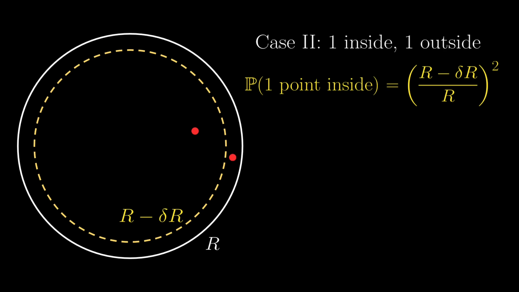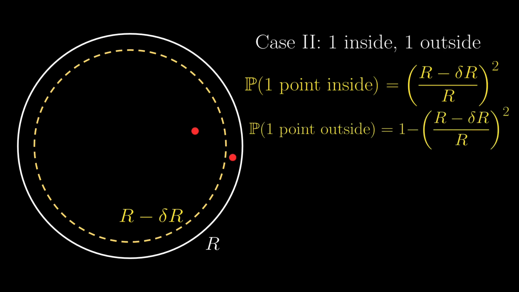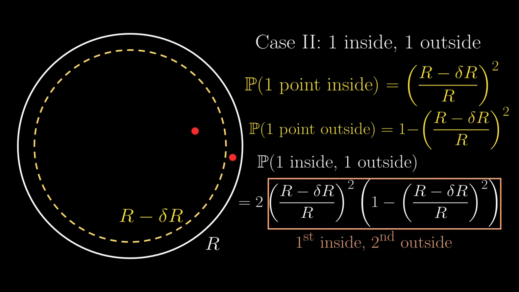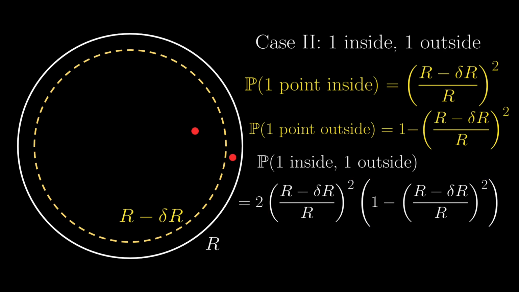Next up, we have the case where one is inside the inner disk and the other is in the outer annulus. The probability of any point being outside is simply 1 minus the probability inside, and so the probability in this case is the product of these two, and also the factor of 2 here, because this product simply calculates the probability of the first point inside and the second point outside, but we also have the second case. So we do need the factor of 2 here.